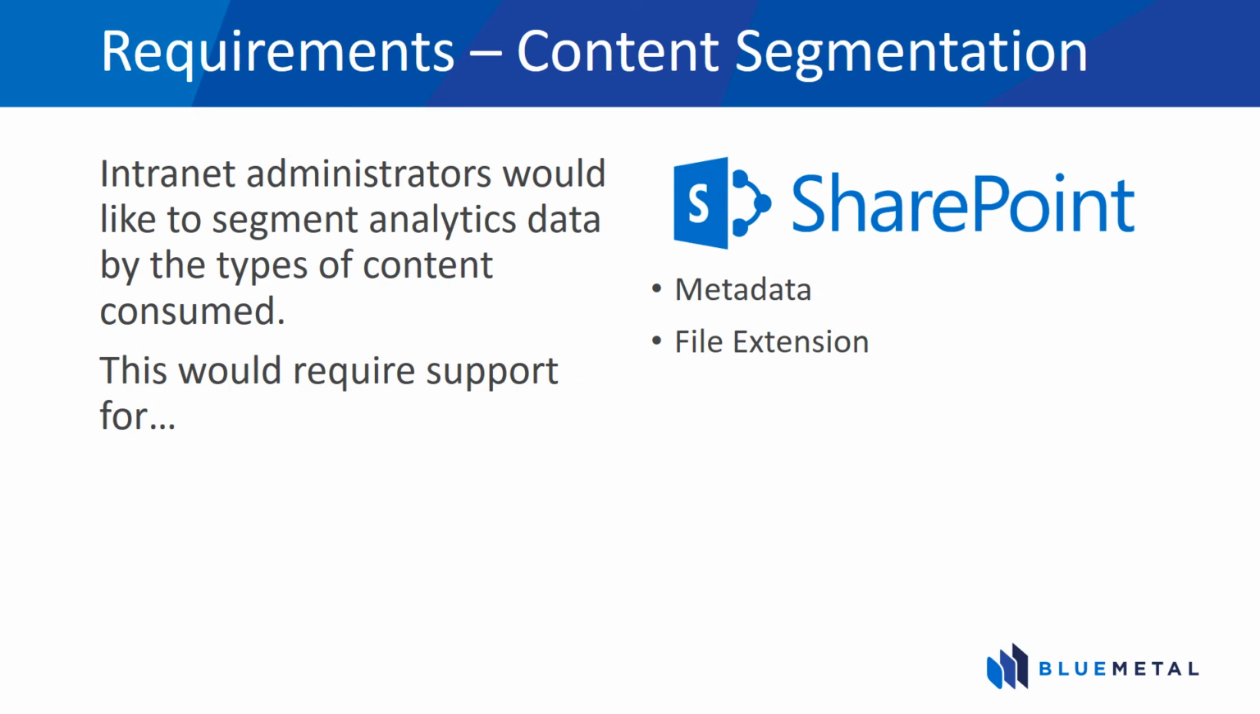So along the category of content segmentation on the requirements, the administrators of the intranet would like to segment the data by the types of content consumed. So this would require support for things like metadata and file extensions. So we want to classify content on the intranet. How are we going to do that? We're going to tag it. We might have a certain content type or piece of metadata on it, and it might be a particular file extension as well within SharePoint. And the tool needs to be aware of this. This goes beyond just someone viewing a page and having it tracked. We're talking about categorizing that page or the document, whatever it is, and taking into account the data about the content to further segment it.